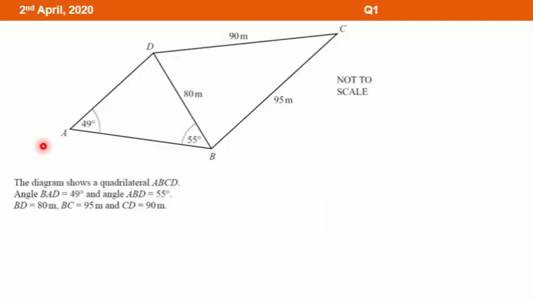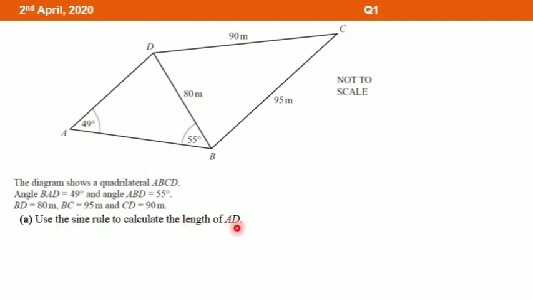Okay, let's start from question 1. We have the quadrilateral ABCD with angle DAB 49 degrees, angle ABD 55 degrees, length DB 80 meters, length BC 95 meters, length DC 90 meters. For question A, we are going to use the sine rule to calculate the length of AD.